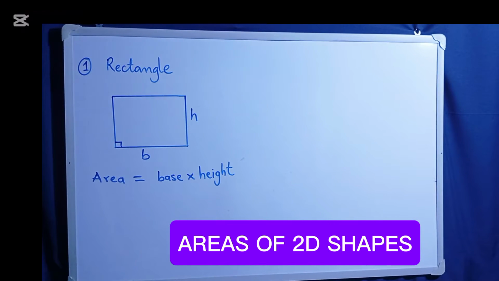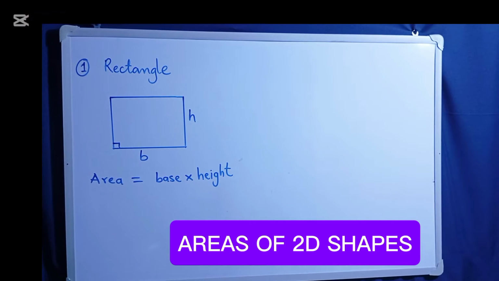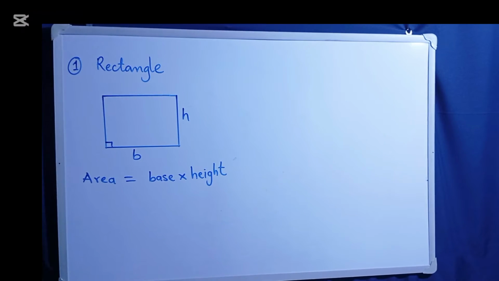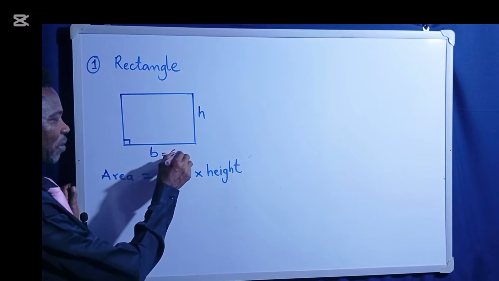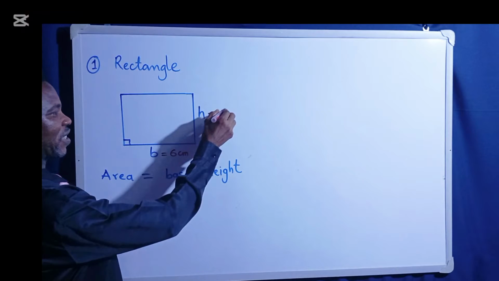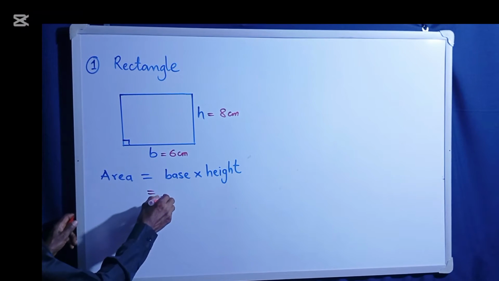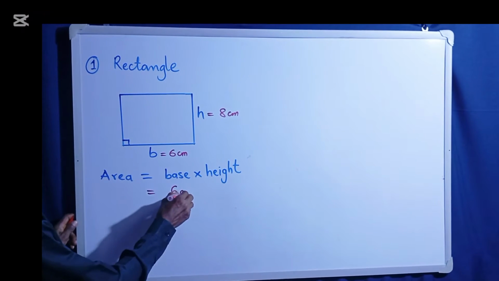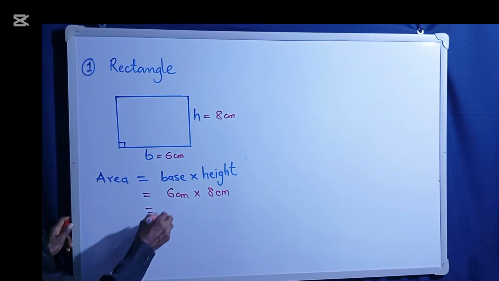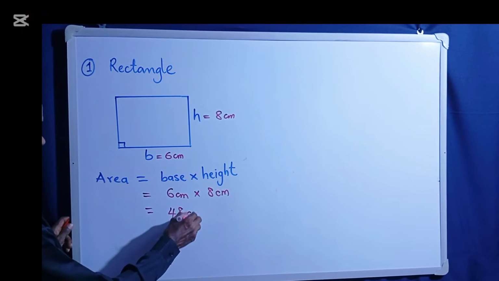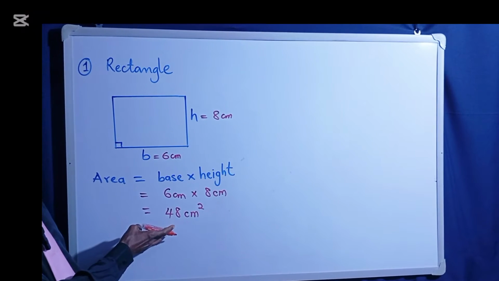It's rectangle. And the rectangle, how do we calculate the area of a rectangle? It is the base times the height. So we're going to look at an example. For example, if the base is 6 cm and the height is 8 cm, what is going to be the area? Area is going to be 6 cm multiplied by 8 cm. So the area is going to be 48 cm square. So this is how you get the area.